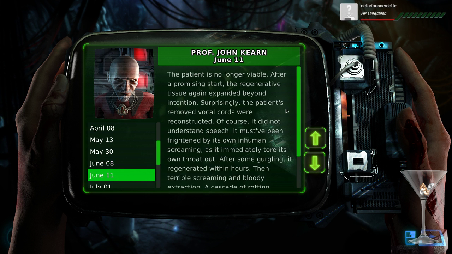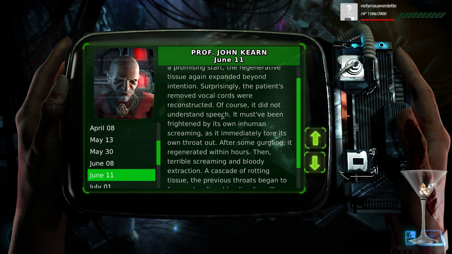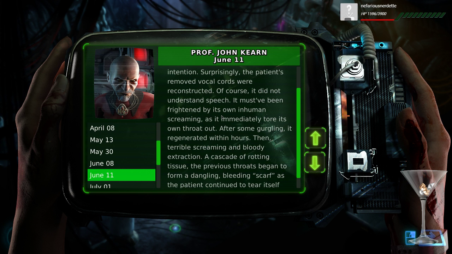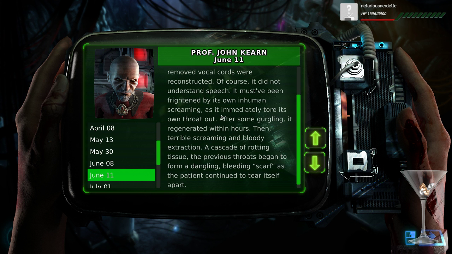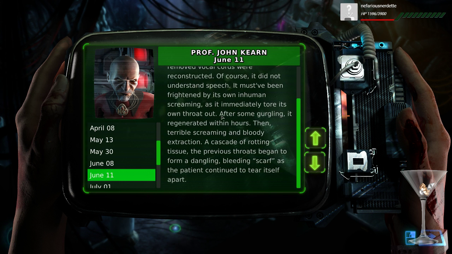June 11th. The patient is no longer viable. After a promising start, the regenerative tissue again expanded beyond intention. Surprisingly, the patient's removed vocal cords were reconstructed. Of course, it did not understand speech. It must have been frightened by its own inhuman screaming, as it immediately tore its own throat out. After some gurgling, it regenerated within hours. Then, terrible screaming and bloody extraction. A cascade of rotting tissue. The previous throats began to form a dangling, bleeding scarf as the patient continued to tear itself apart.